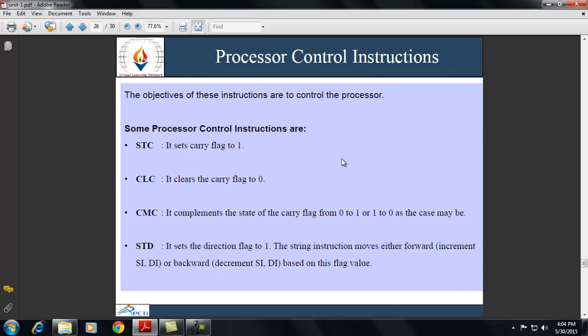So, these are the various instructions which are categorized into different categories like processor control instructions, string instructions, program execution transfer instructions, bit manipulation instructions, data transfer instructions and arithmetic instructions. There are various other instructions available under these groups.